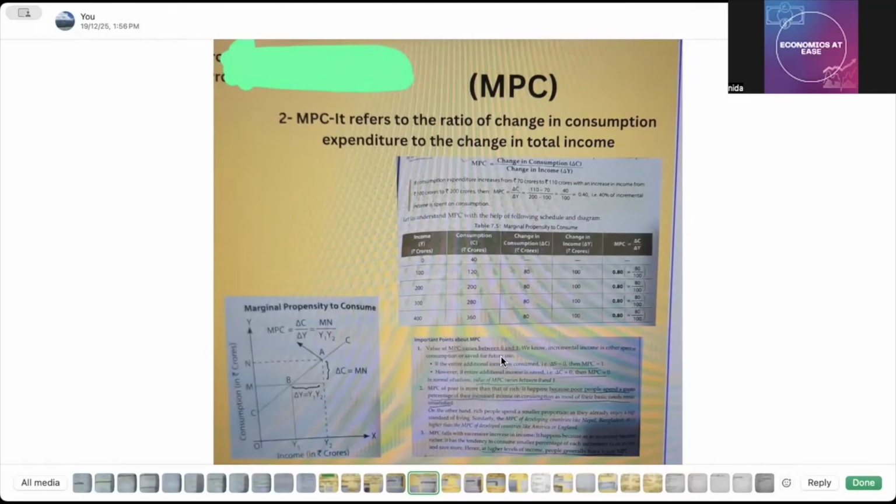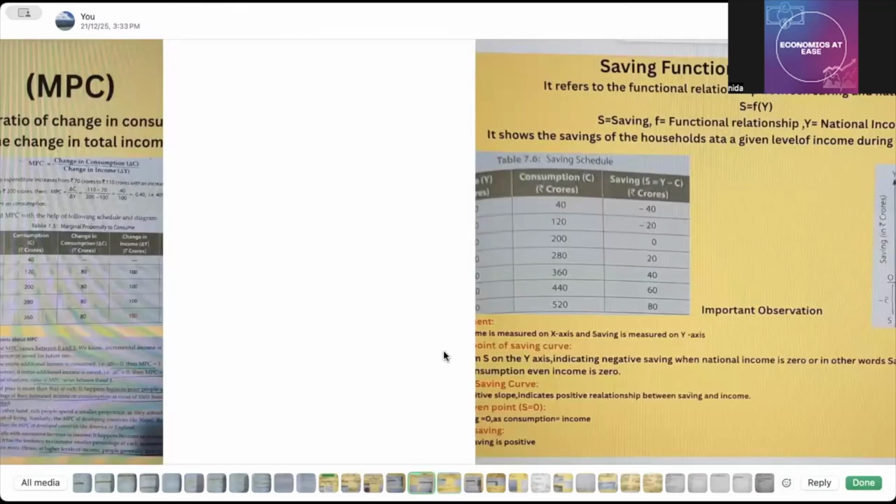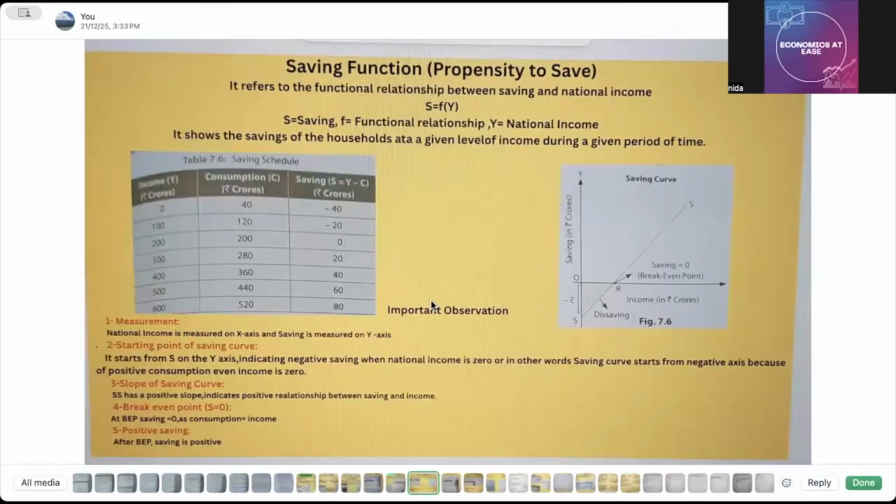Important points about MPC: the value of MPC varies between 0 and 1. MPC of the poor is more than that of the rich, and MPC falls with a successive increase in income. Each and everything has been explained very well in the previous videos, so please go through them. In the summary part, I'm going to give you a recap so that you can easily prepare yourself for the last minute revision for your exams.